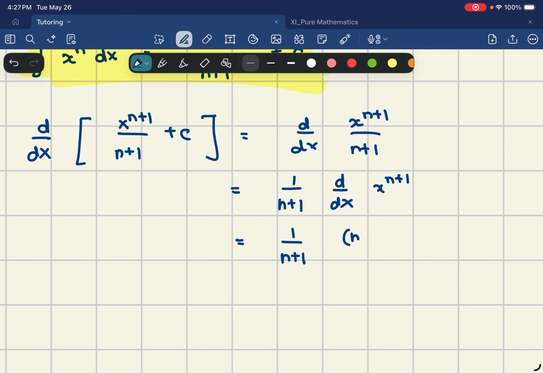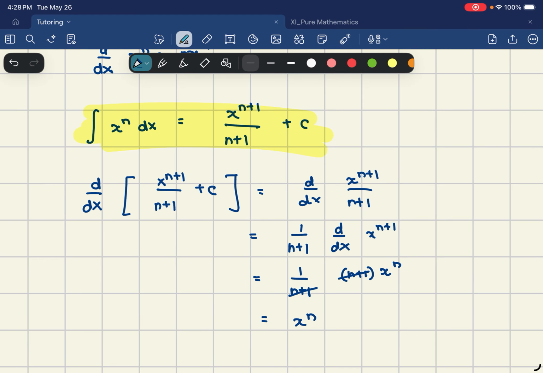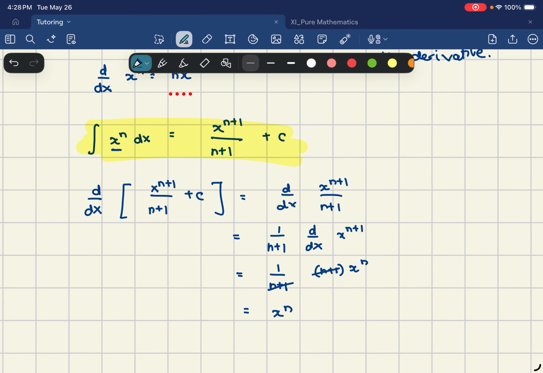So you have 1 over n plus 1. If you differentiate this, you get n plus 1 x to the power n, right? You bring your new power down, you decrease the power by 1. These cancel out, and you get x to the power n. And remember, x to the power n is your inner function. So you can see, you do integration forwards, you get some result, you differentiate that result, that should be your inner function, f of x. That should be the function that you integrated to begin with.